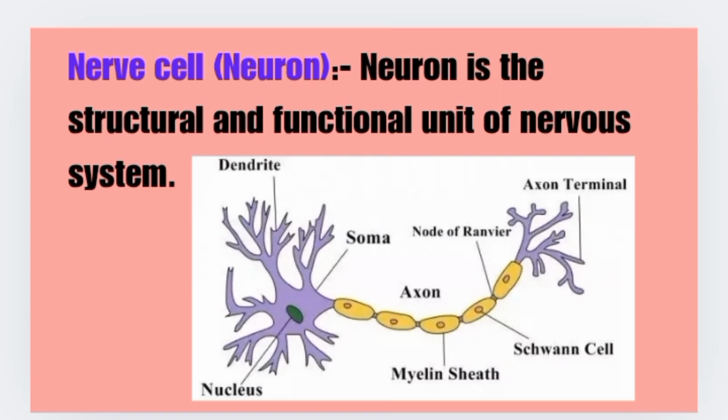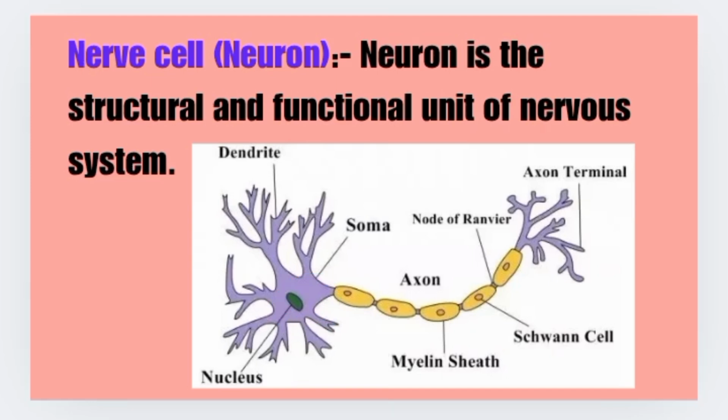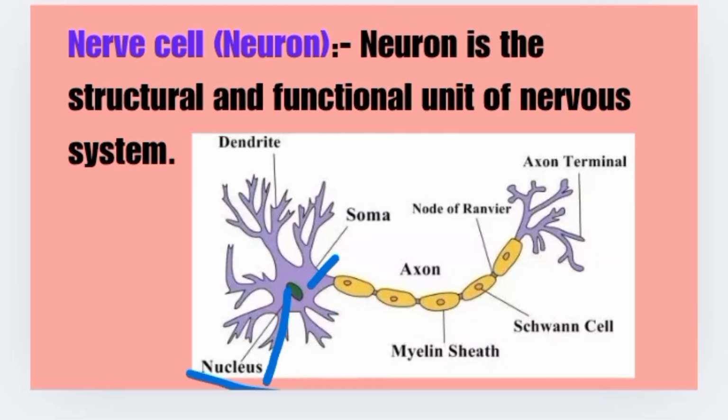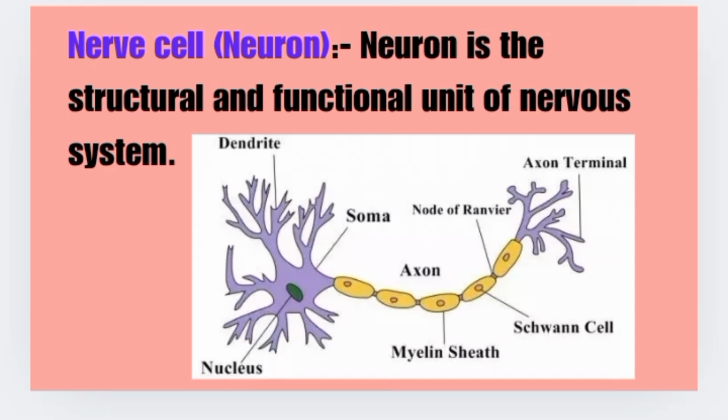So now let us discuss the neuron. Neuron is the structural and functional unit of the nervous system. It has a cell body called a cyton, which contains a nucleus and cytoplasm. Here you can see the cyton, which consists of nucleus and cytoplasm, and soma is nothing but the cell body. It also has several branched structures called dendrites. Here you can see the dendrites.